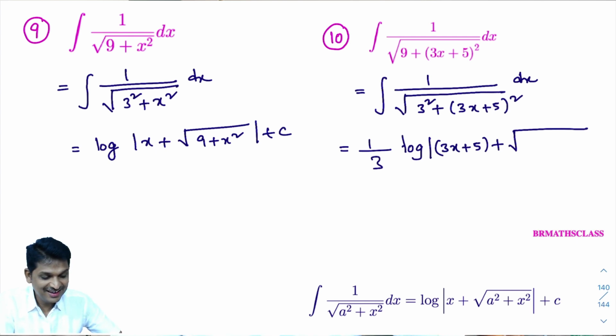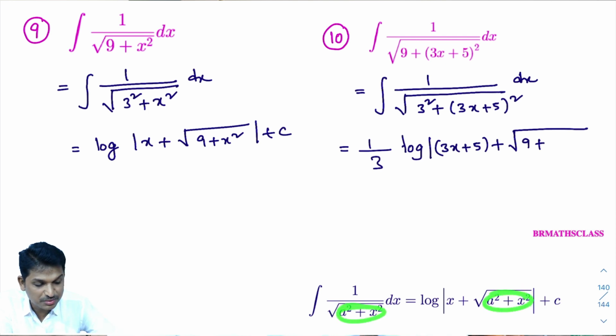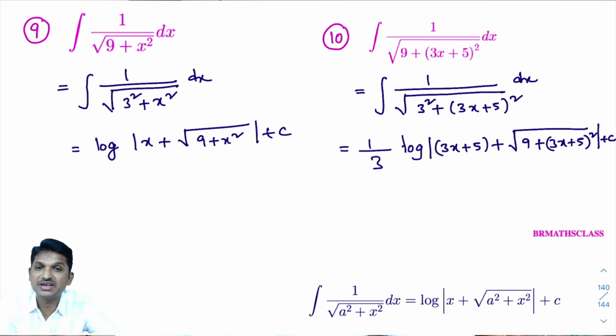Okay. Right, see what I am saying now: in place of x, 3x plus 5, into root over a square. What is a square? A square is 3 square, 3 square is 9. 9 plus x square. In place of x, what is there here? 3x plus 5 whole square. The simple thing is, whatever is in the question, you write the same thing. Look here: a square plus x square. Here also a square plus x square. Here you write the same thing, that is 3x plus 5 whole square, 3x plus 5 whole square plus c. Integral constant plus c. I hope you understand this.